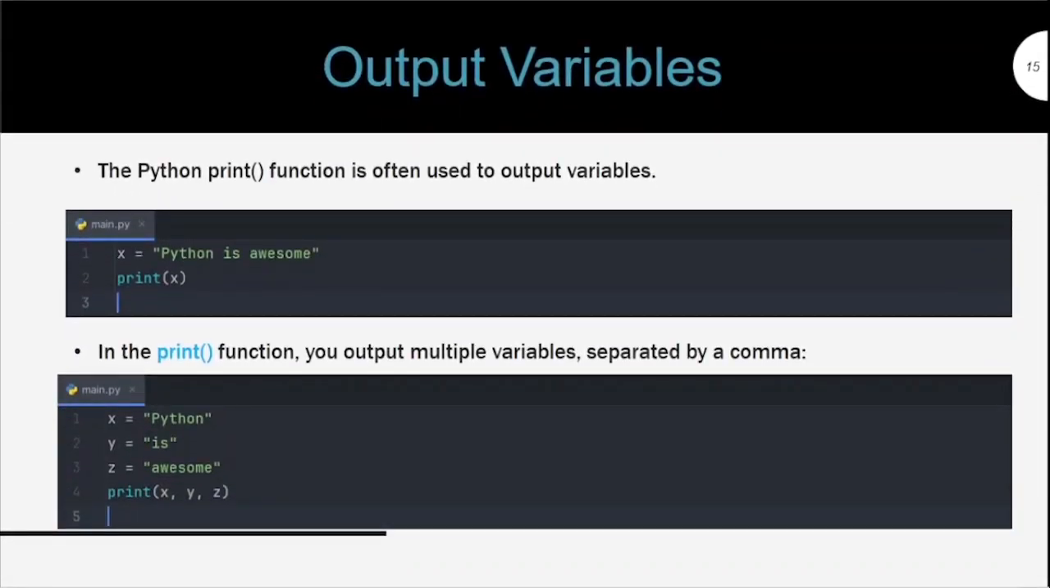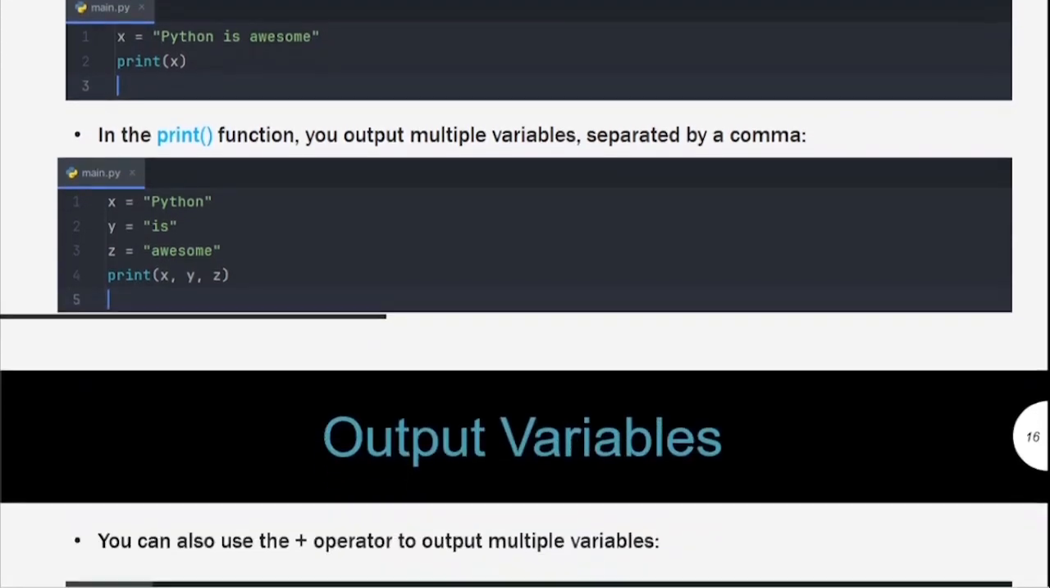Let's talk about outputting variables, which is the last topic of today. The Python print function is often used to output variables. As you can see here, we have x, which equals Python is awesome. And with the usage of print, you can print it out in the terminal. In the print function, you can output multiple variables separated by a comma. For example, here we have x, y, and z, which equal Python, is, awesome. And you can print all of them together.